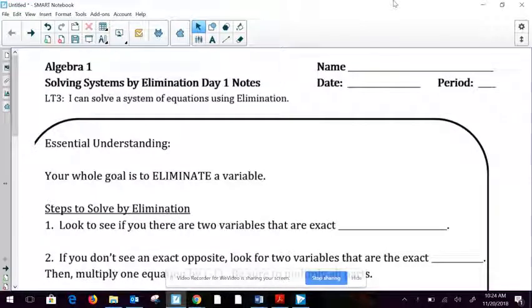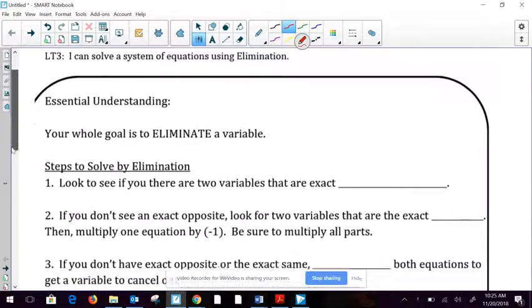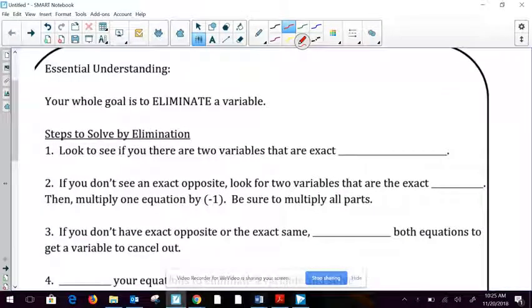Hi, everybody. Welcome back. Today, we're going to start learning our third and final way of solving systems of equations. Today is probably one of my most favorite ways. It's by elimination. How many times can you tell somebody that you get to eliminate something? Pretty exciting. So let's start by looking at the box.